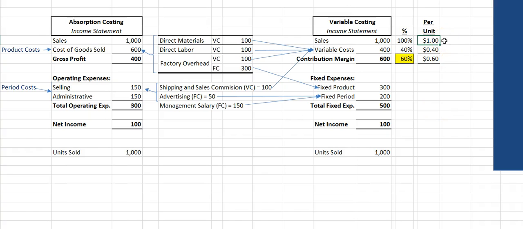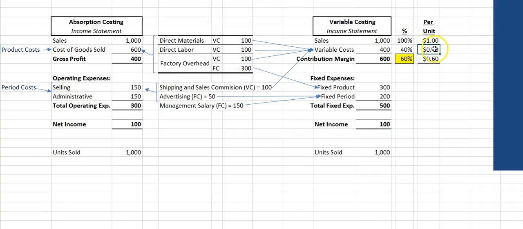Although I sell the unit for $1, that's not really the net that I make per unit to cover fixed expenses and contribute towards operating or net income. Why? Because it costs me 40 cents to produce and sell one unit. I can avoid this 40 cents. It's materials for the inventory, direct labor, all the variable cost that is directly associated to the unit. So every time I produce one unit, my costs increase by 40 cents.